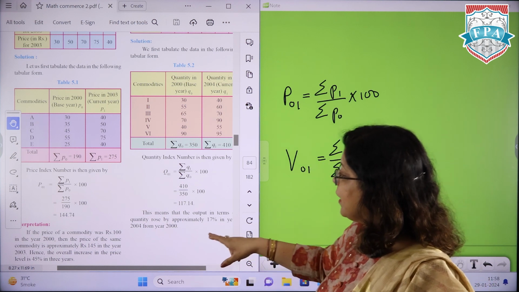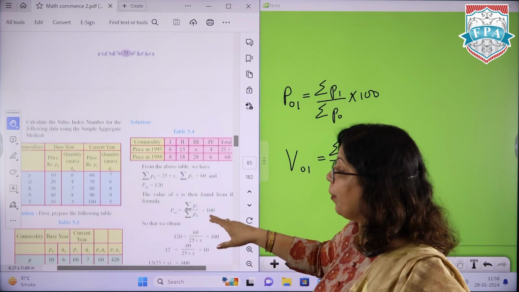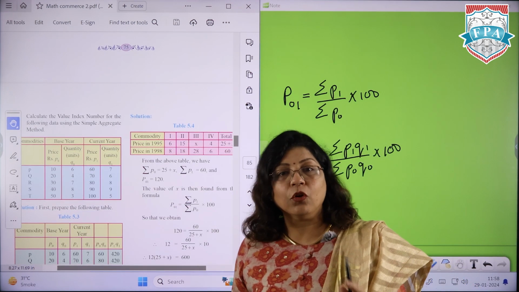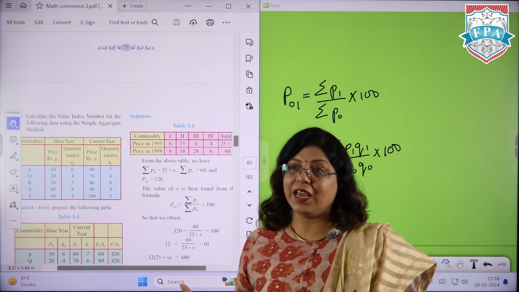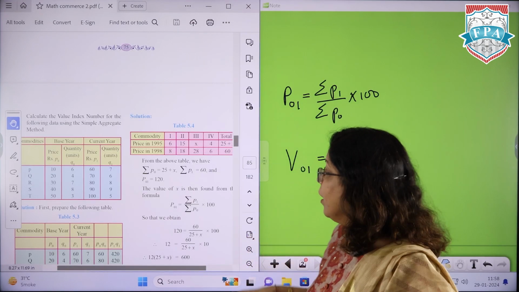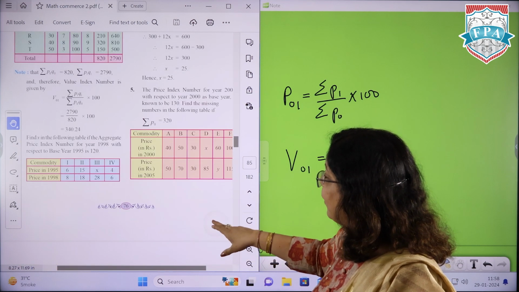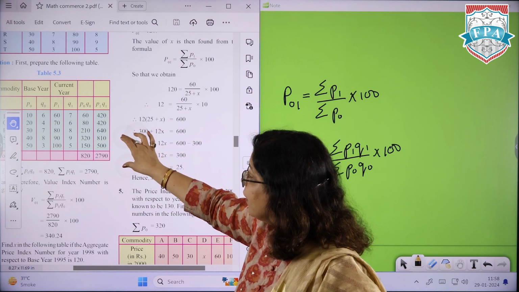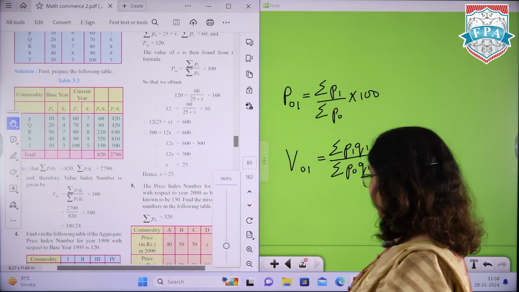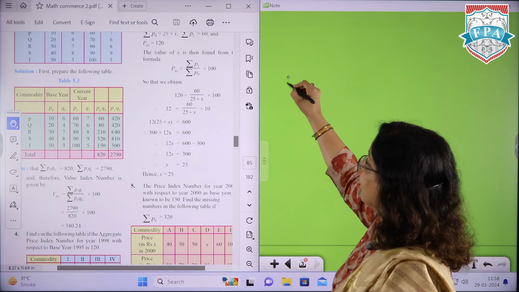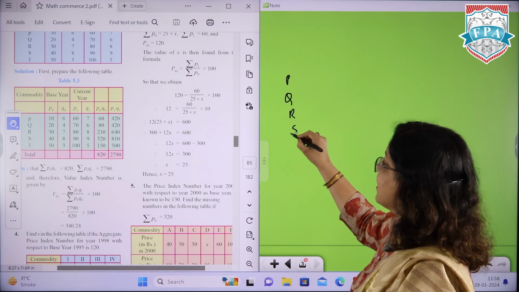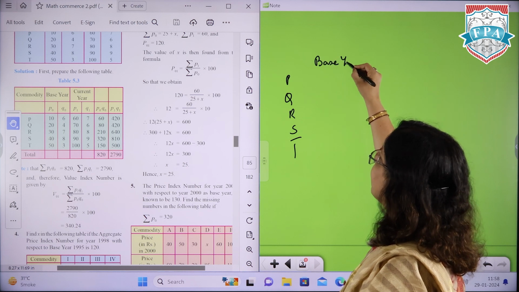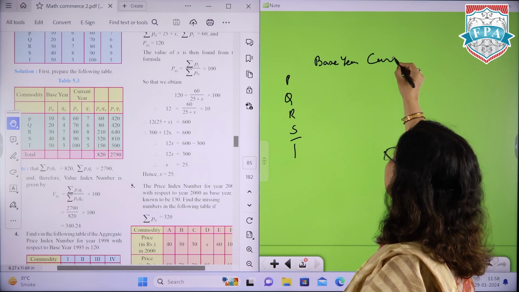So let's take a very basic question over here. This is not a very difficult topic, but please remember all the formulae and be careful of the calculations, because calculation errors can change everything over there. So let's take one example where we'll take the value thing. We've been given various commodities, say P, Q, R, S and T with the base year price and current year price and quantity.